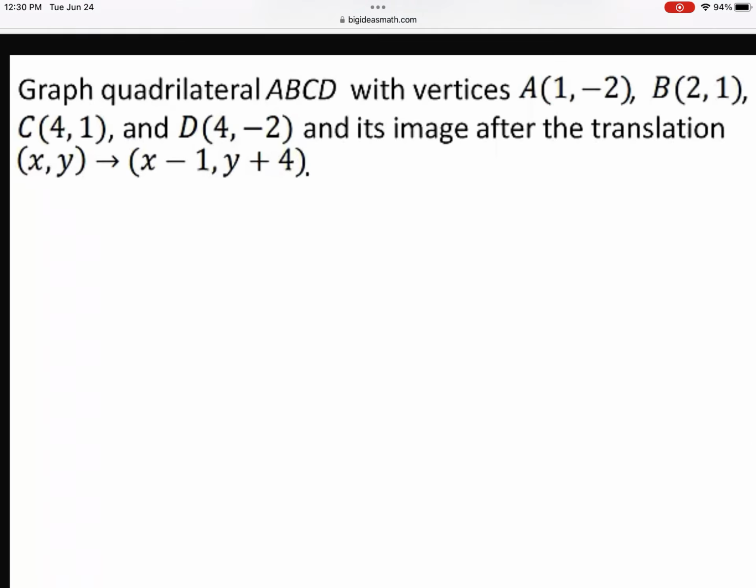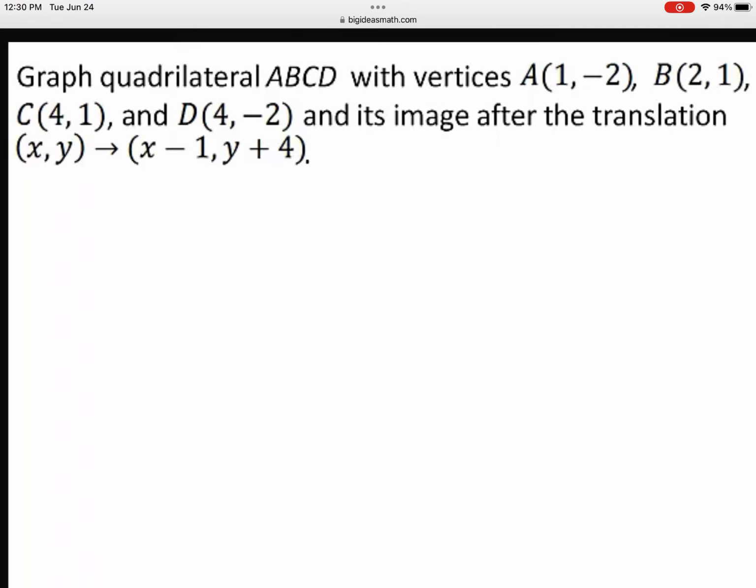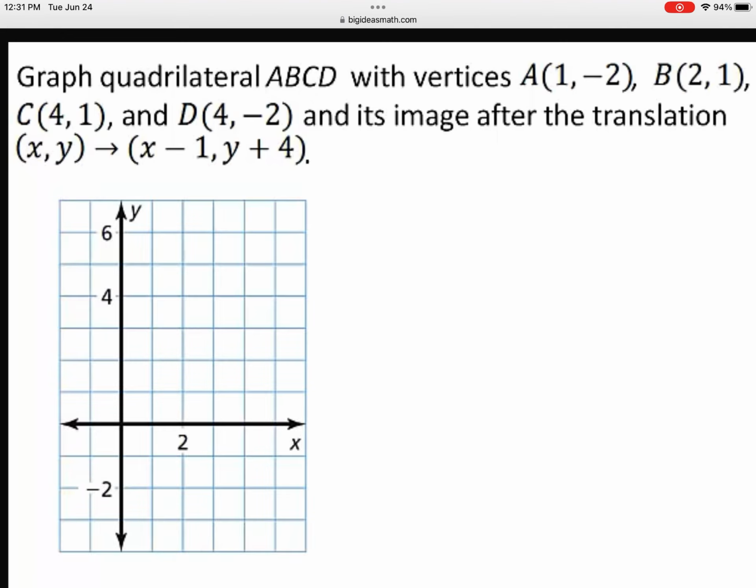Graph quadrilateral ABCD with vertices A(1, -2), B(2, 1), C(4, 1), and D(4, -2), and its image after the translation (x, y) maps to (x - 1, y + 4). First, you want to graph quadrilateral ABCD. To do this, plot the vertices A(1, -2), B(2, 1), C(4, 1), and D(4, -2). Then draw line segments connecting the vertices.